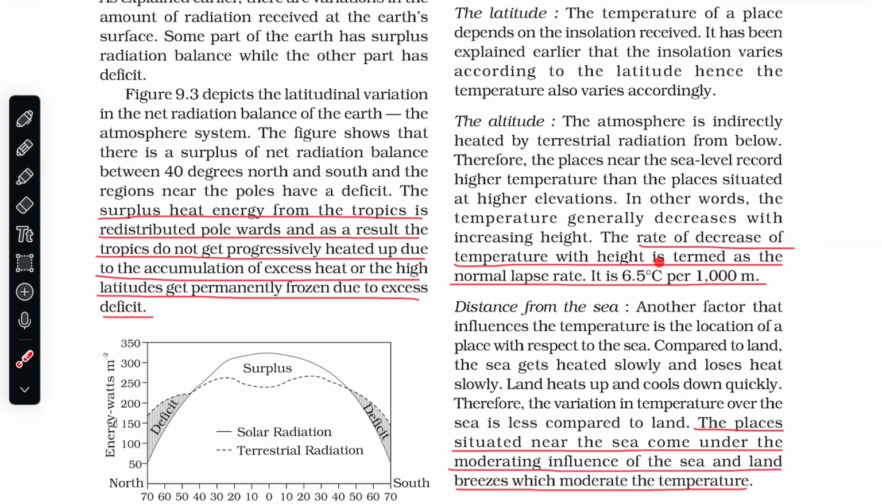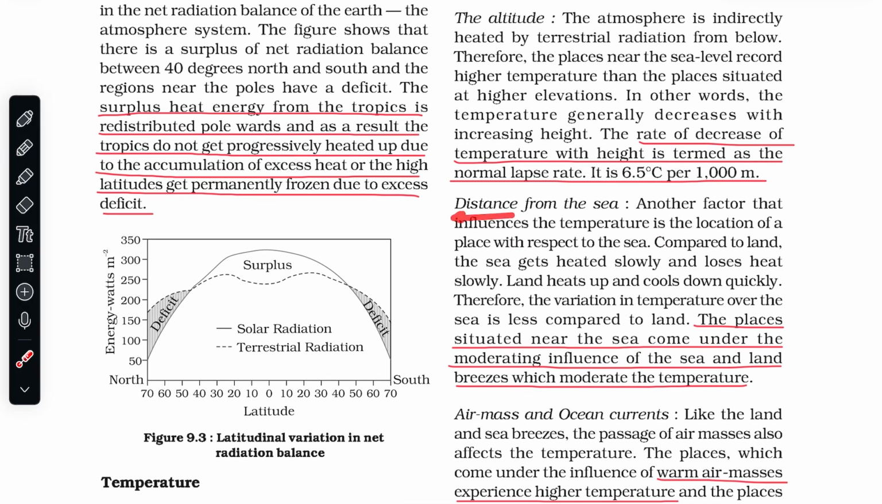So, it is 6.5 degrees Celsius per 1000 meters, 6.5 degrees Celsius per kilometer. At this rate, the temperature decreases. So with every 1 kilometer of height you travel towards the vertical side, the temperature decreases by 6.5 degrees Celsius.